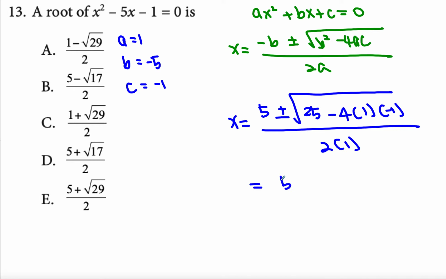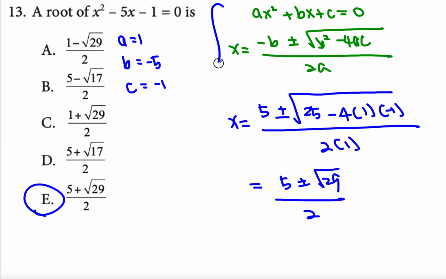So you can see that negative becomes positive. So we end up getting 25 plus 4, which is the square root of 29, over 2. So in this case, we are looking at 5 plus or minus the square root of 29 over 2. The only thing that's possible is choice E as the answer. And don't forget the quadratic formula.